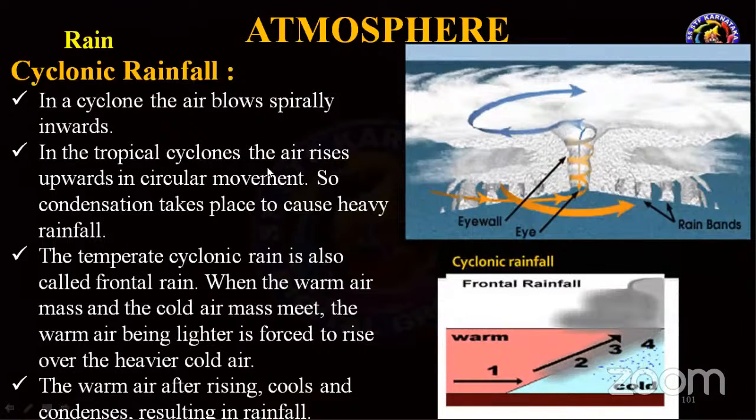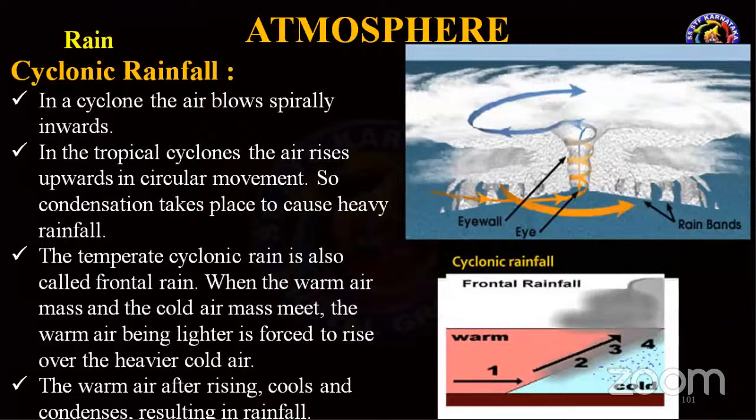In the tropical cyclones, the air rises upwards in circular movement, so condensation takes place and causes heavy rainfall. Especially these cyclones may happen in the tropical region and cause cyclonic rainfall there. The rain which happens due to cyclones is, in simple meaning here, called cyclonic rainfall.